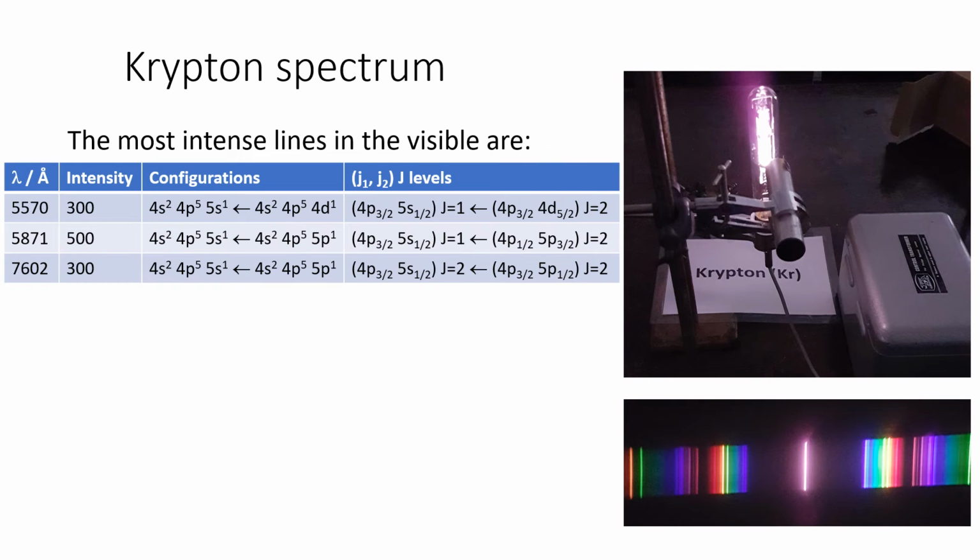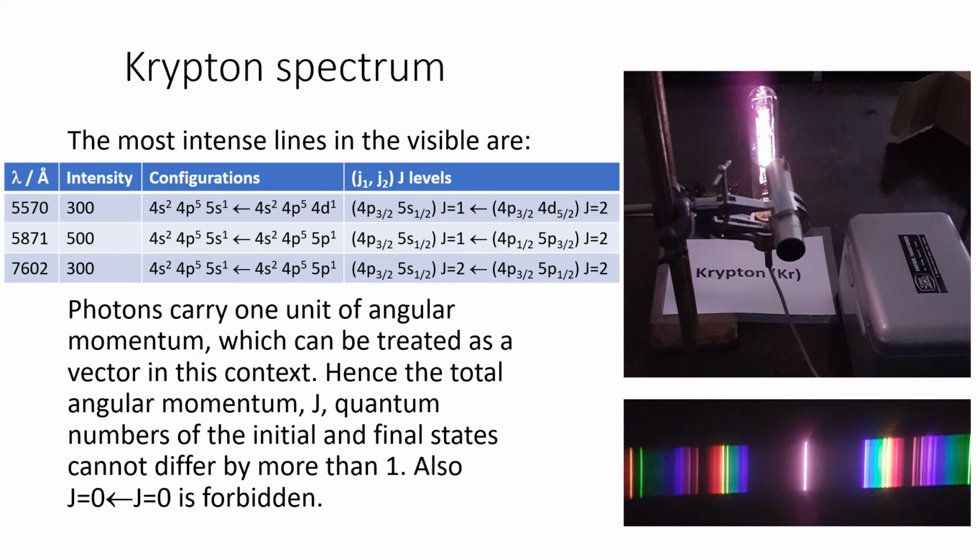And onto krypton now. Again, similar sort of thing to before. We never get quite to the ground state. We've got these emissions really all with the excited electron up in the 5th shell, angular momentum coupling in the same sort of complicated way. And just a bit of a reminder here that of course the photons do carry a unit of angular momentum, which we can consider as a vector.